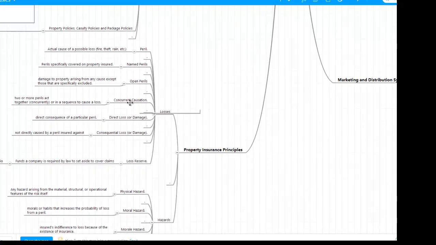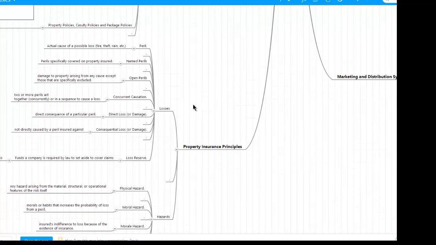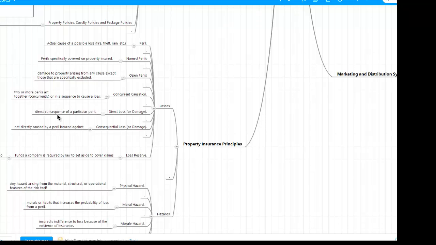And concurrent causation, where two or more perils work together concurrently to cause a loss. And then you have direct consequence of a particular peril, which is a direct loss. And you have consequential, like a fire would cause some other thing to go wrong in the house, and say set off the sprinklers or something like that, which would be a consequential loss to the direct loss.